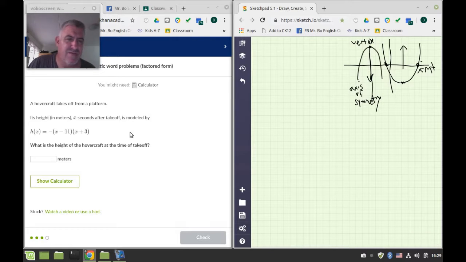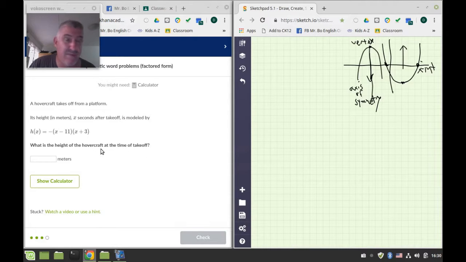All right, so let's look at our first problem. A hovercraft takes off from a platform. Your problems will not be the same as these. Its height in meters, x seconds after takeoff, is modeled by this h function, h of x. And the question is, what is the height of the hovercraft at the time of takeoff?